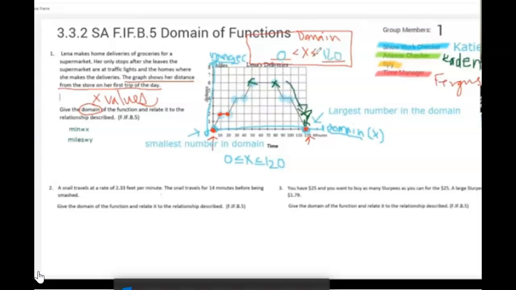Okay, Katie, I like what you're doing. So Katie wrote the domain in here, and notice we're writing it as an inequality. Lowest value of x, lowest value of time is 0. We can't have negative time, so 0 is the lowest. The greatest was 120. Good. Okay, so that's your domain right there.